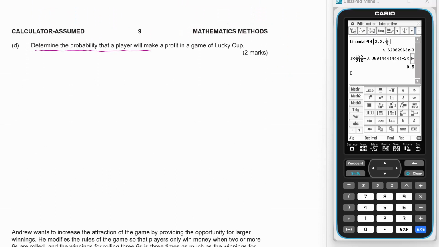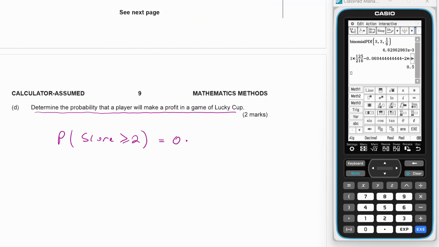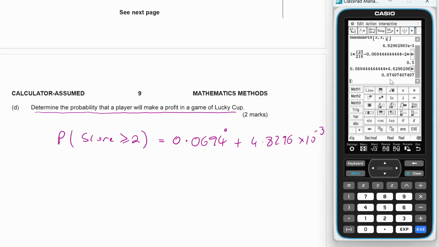Determine the probability that a player will make a profit in a game of Lucky Cup. Well, that's just the probability of the score being greater than or equal to 2. So in other words, that is going to be 0.0694 recurring plus 4.8296 times 10 to the negative 3. So on the calculator, we could just grab this number here and add it to this number here. And it gives me 0.074.